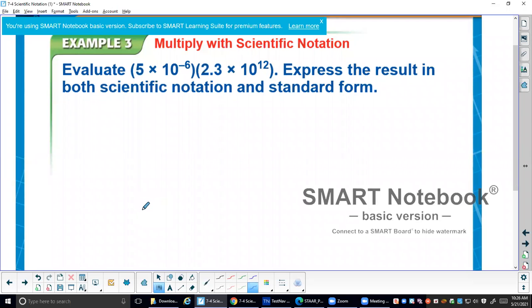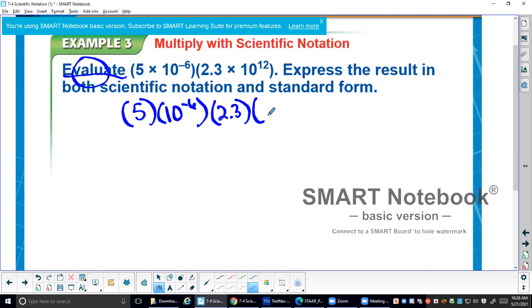And pause. All right, ladies and gentlemen, now that we've got a hang of how to go between standard form and scientific notation, I'm going to talk to you about how to evaluate. Evaluate, of course, means that they want a value at the end, right? So we are multiplying, and notice how this x also means multiplication, yes? So essentially, this is the same as 5 times 10 to the power of -6 times 2.3 times 10 to the power of 12.